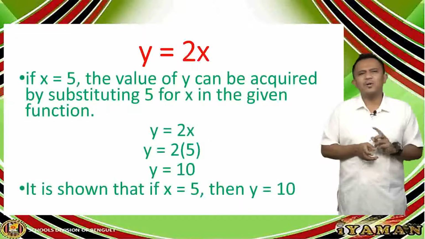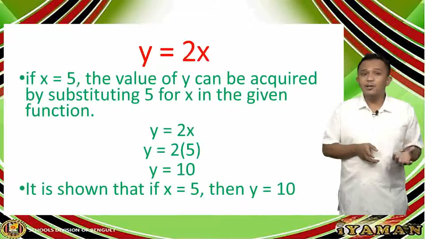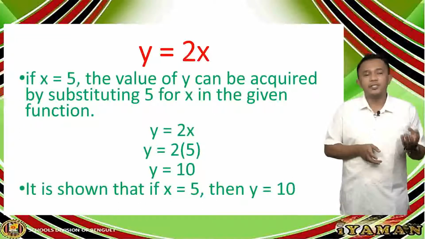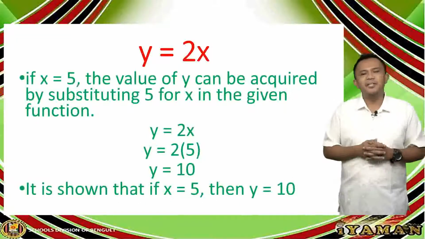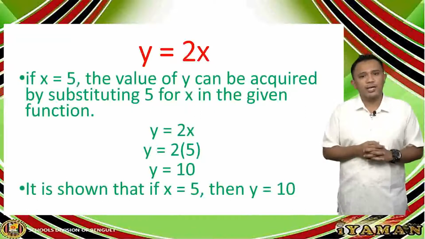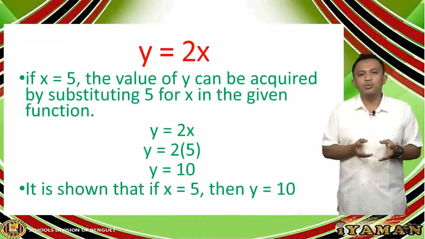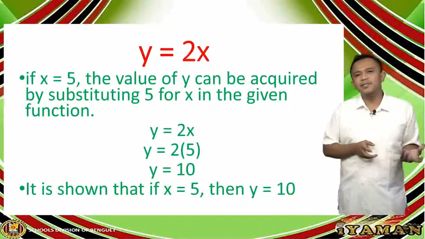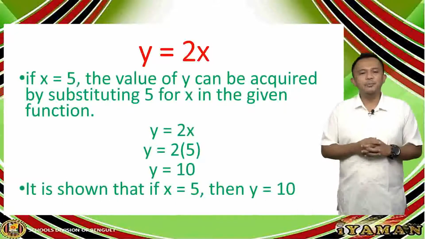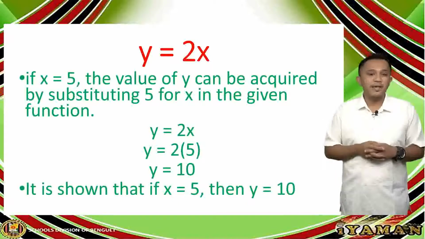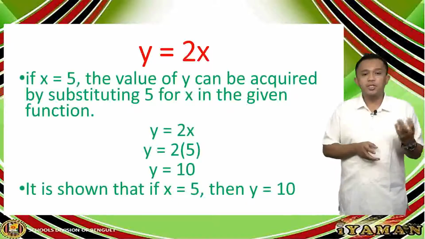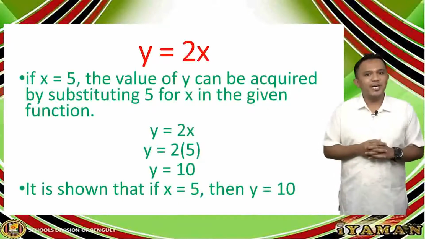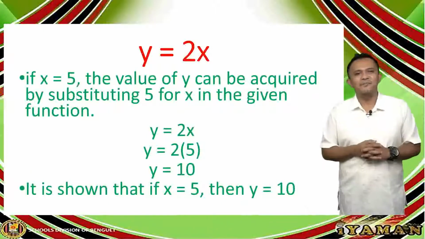If x is equal to 5, for example, the value of y can be acquired by substituting 5 for x in the given function y equals 2x. So, by doing that, we will have y equals 2 times 5. Take note that the value of x was substituted by 5. Continuing further, we will have the product of 2 times 5, which is 10, so y is equal to 10. It is shown that if x is equal to 5, then y is equal to 10.